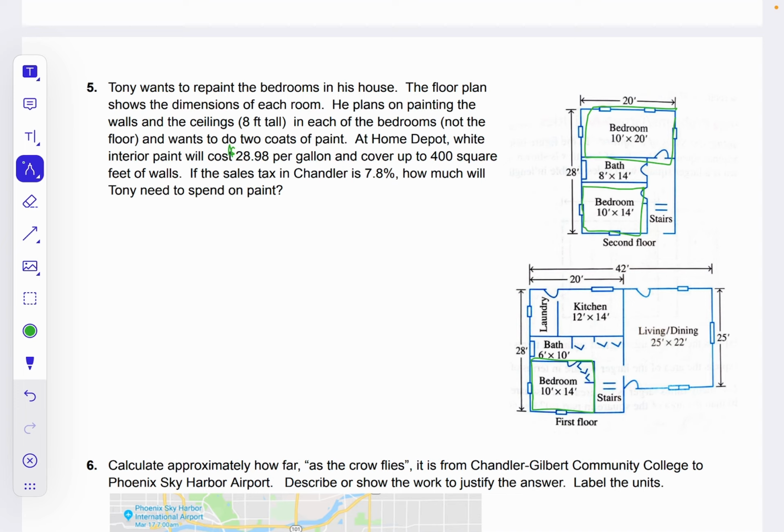Conveniently, 2 of the bedrooms are the same size. Notice there's a 10 by 14 and a 10 by 14, which makes the work a little easier. And that is feet. The single tick mark means feet, just a note about notation.